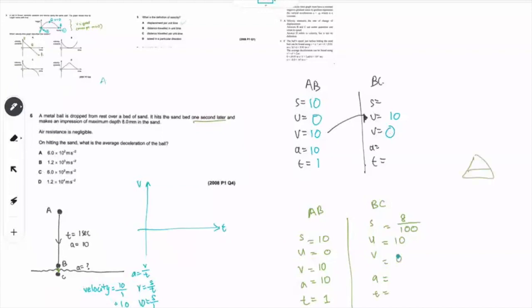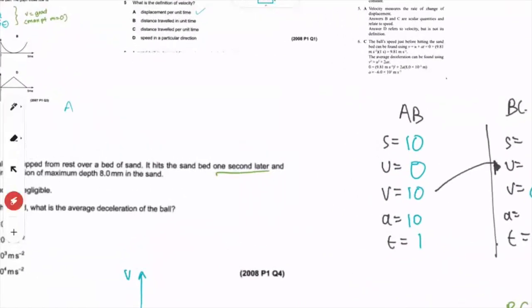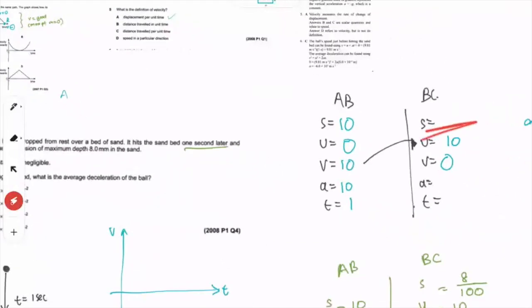Yeah. Then what else? They give the depth of 8 millimeter compared to meter, right? Is it 8/1000 or 8/100? 8/1000. Cm is 1/100 meter.